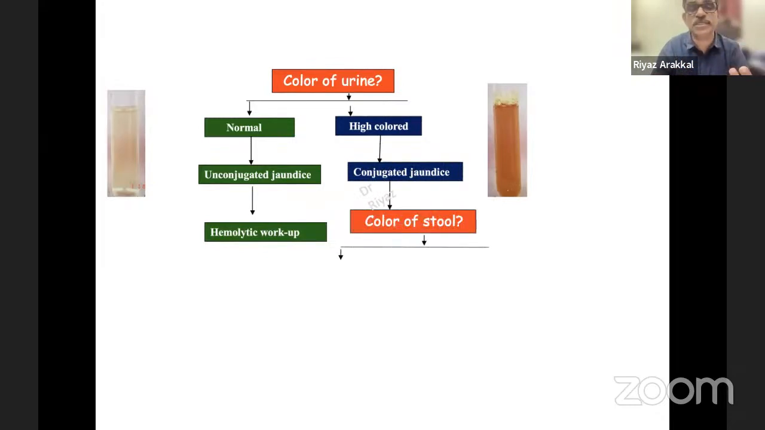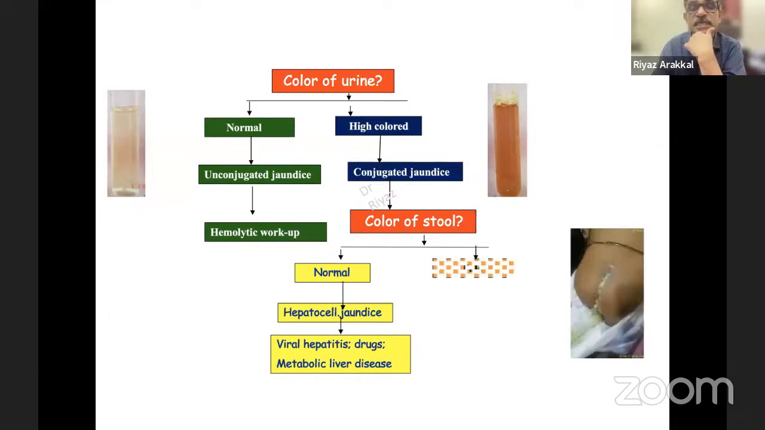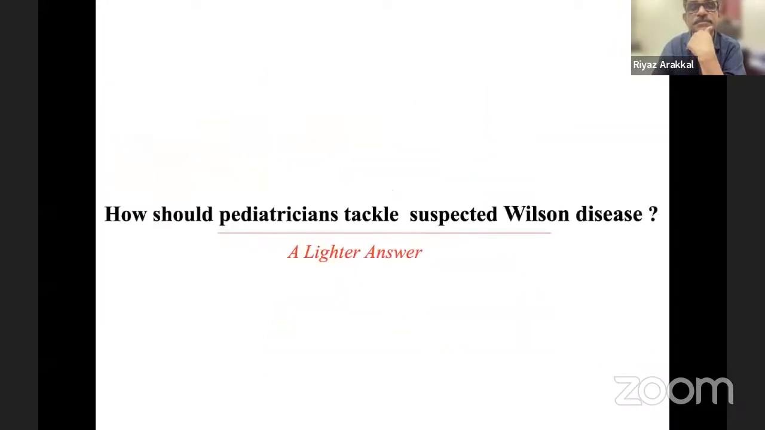So you ask the second question, that is, what is the color of the stool? If the stool is of normal color, probably this patient has hepatocellular jaundice. You investigate him for a hepatocellular disorder: viral hepatitis, drugs, metabolic liver disease, etc. If the mother says the stool is pale like this, you think of cholestatic jaundice and do the relevant investigations.